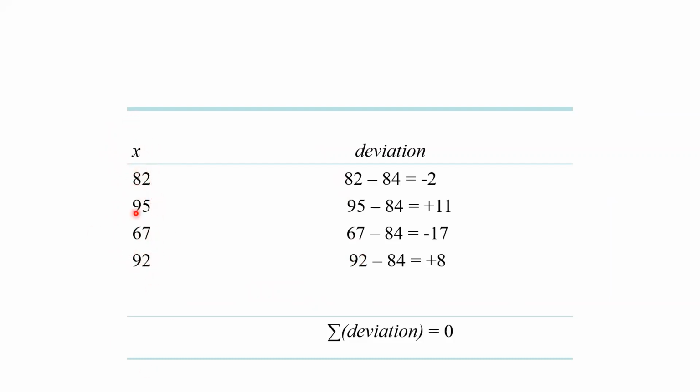So this data set has 4 observations. So we have 82, 95, 67, and 82. So the first thing we do here is to calculate the mean. If you add 82, 95, 67, and 82, you will get a mean of 84. Okay. Then you now subtract the mean from each value. This value minus the mean.